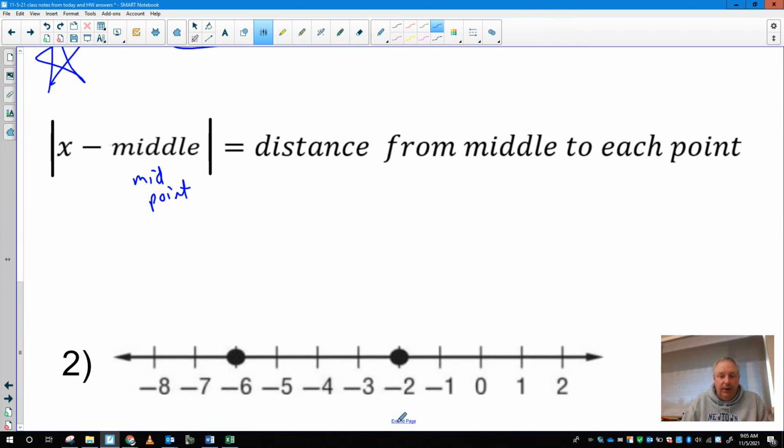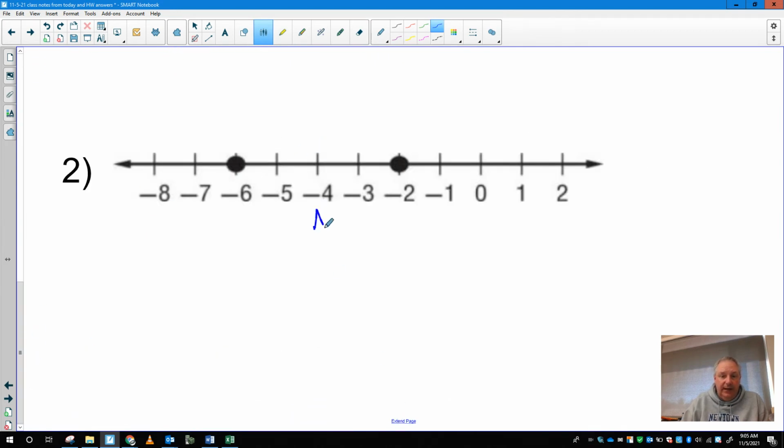All right, so number 2, we already found the middle. We said the middle was -4. We said this distance here was 2. My formula says x minus the middle. Now, if it's minus, that's going to be minus a negative. So minus a negative.